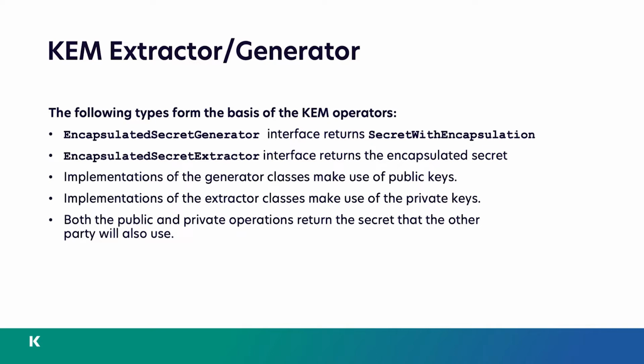The main thing to remember here is that the secret with encapsulation object is actually the thing that returns the value that's of interest and contains the secret that both sides end up getting to use. The encapsulated secret generator is used on the public key side of the operation and actually generates a secret and an encapsulation which you can send to the other party. And then the encapsulated secret extractor is used on the private key side of the operation and is used by the recipient to actually extract the secret that is then used as well.